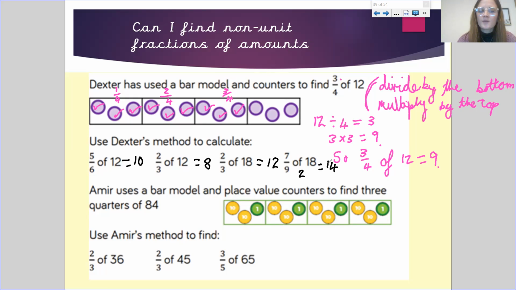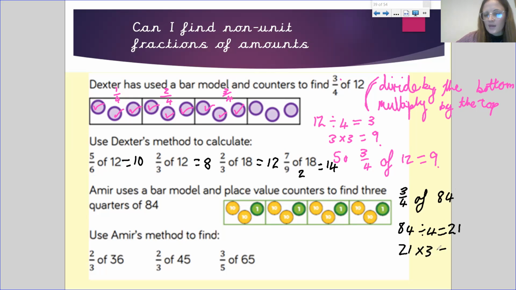Amir uses a bar model and place value counters to find 3/4 of 84. So if we write that out, 3/4 of 84, we would say 84 divided by 4 gives me 21, and 21 times 3 gives me 63. So 3/4 of 84 is equal to 63.